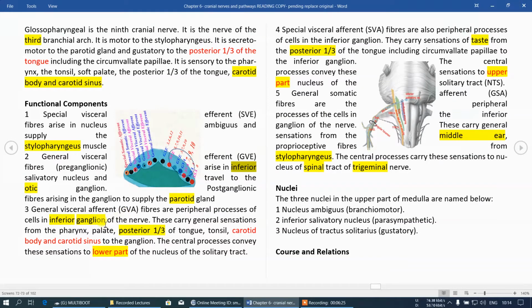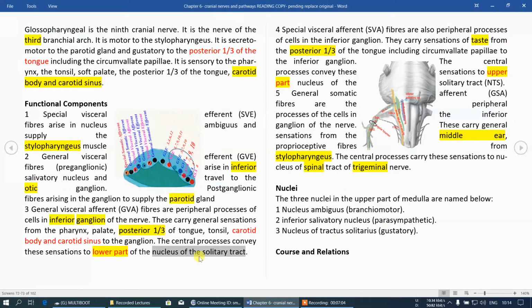General visceral afferent is supplying the pharynx, palate, posterior one third of the tongue, tonsil, etc., and in addition the carotid sinus and carotid body. So these are afferent components. It will carry general sensations from all these tissues to the NTS, nucleus tractus solitarius. If you remember, it is a U-shaped nucleus, with both sides joining from the lower part. It has 7, 9 and 10 nerve components.